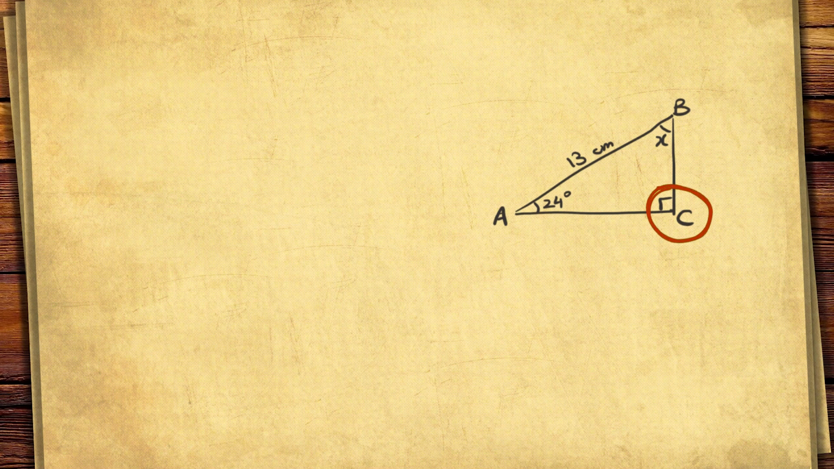In this triangle ABC, C is the right angle, and so the side opposite to it is the hypotenuse H, which is 13 centimeters. Now the opposite and the adjacent sides will depend upon the angle we use. Let's say we are using this angle, angle A, which is 24 degrees. And so the side opposite to this angle will be this. Let's call it small letter a because it is opposite to angle A. And so this will be the opposite side, O.